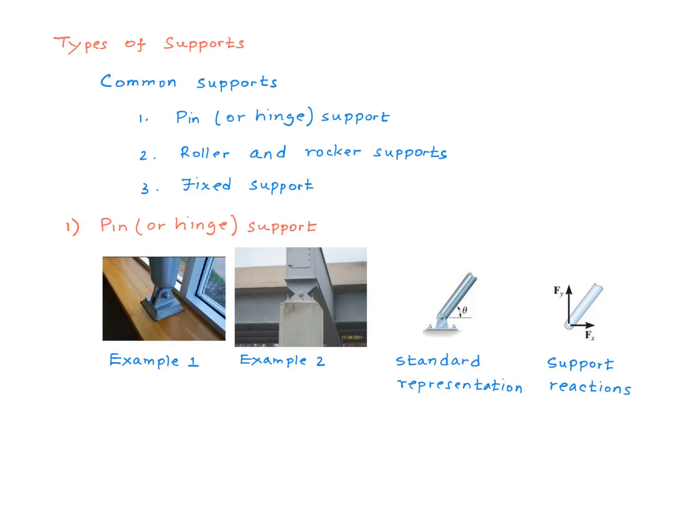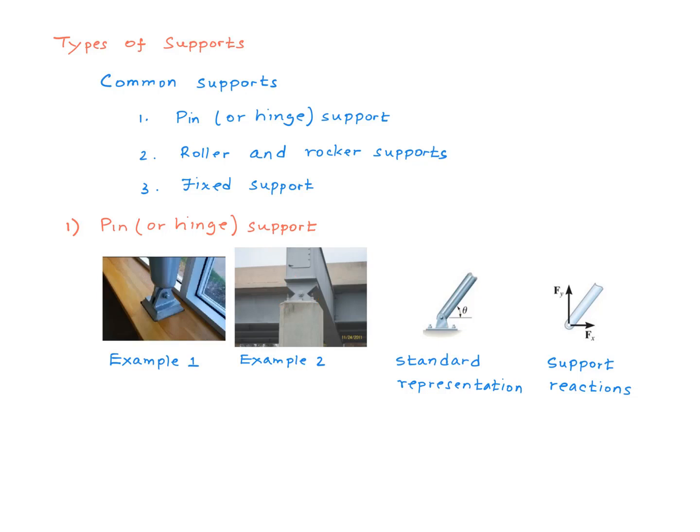You can see in example 1, this structural element is hinged at this support through a little pin here, right? Similar setup in example number 2. This structural element is hinged on this column through a pin there. This is the standard representation for a pin support. In details, you can see this support is very different from this one, right?